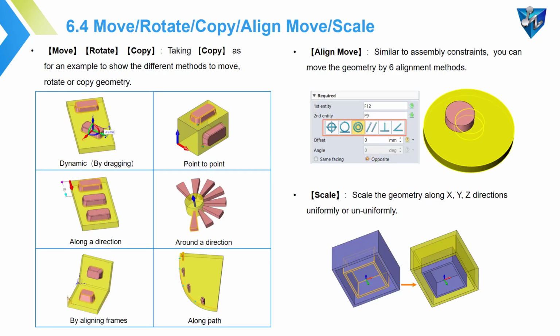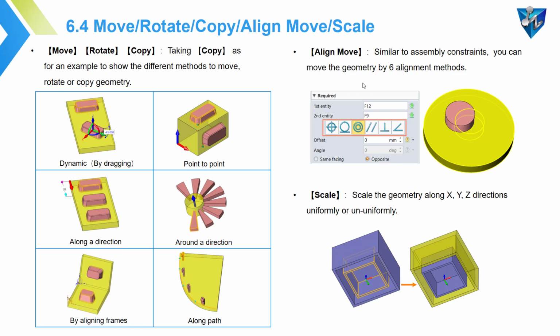On this page, I will show you some transformation tools, such as move, copy, rotate, and scale, which are very basic but important commands. For move, rotate, and copy, actually they always go hand in hand. So we will just take copy as an example to show you the 6 methods to create. They are dynamic, point to point, along direction, around a direction, by aligning frames, and along path. And later I will show you directly in the software.